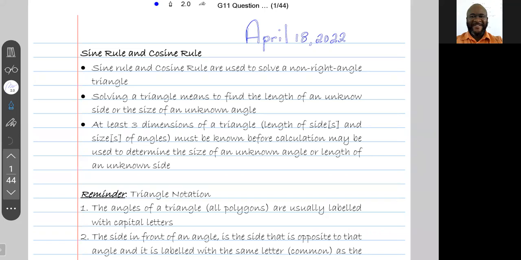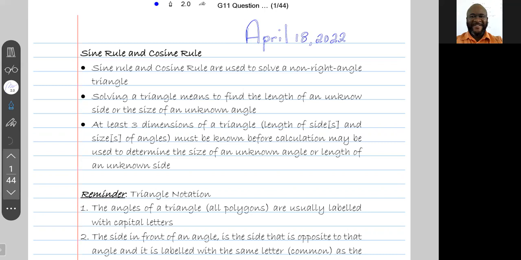So here's how I would start out. I would start out by saying that sine rule and cosine rule are used to solve a non-right angle triangle. Now, the tools for solving a right angle triangle are Pythagoras theorem and the trig ratios. Now you're learning that the tools for solving a non-right angle triangle are the sine rule and the cosine rule.